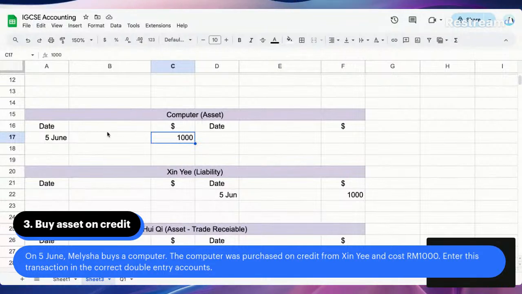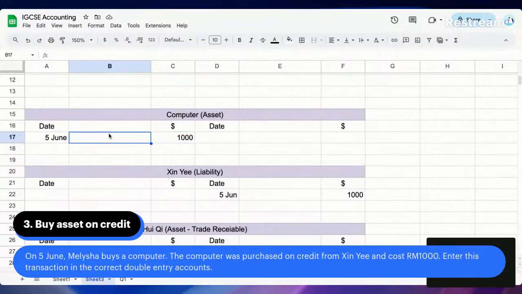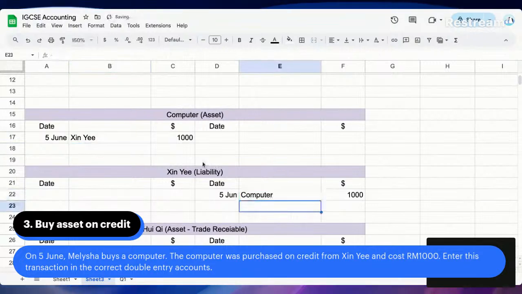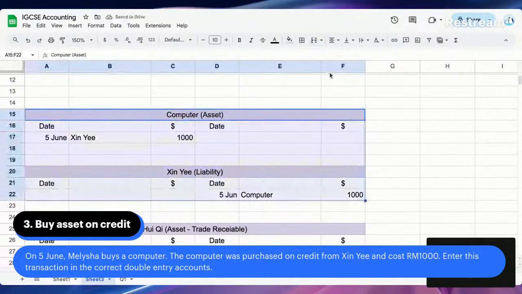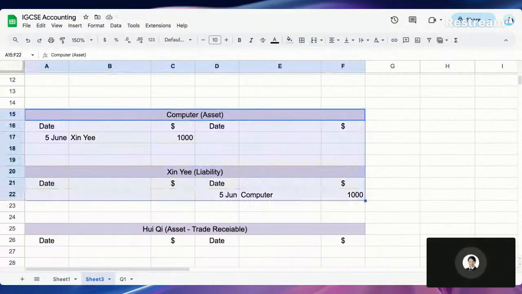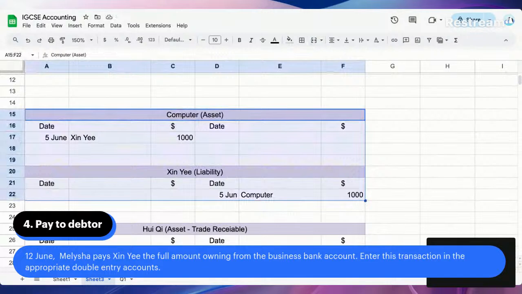Does it make sense to you? All right. So in terms of description, very simple. You just put computer here, and then over here you just put purchase from Cindy. And then this is the answer for example number 3. All right. Let's move on to example number 4.